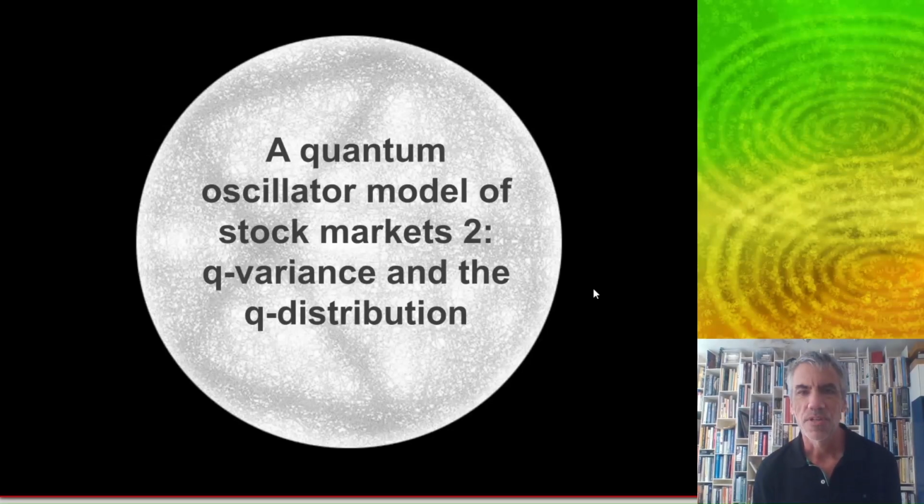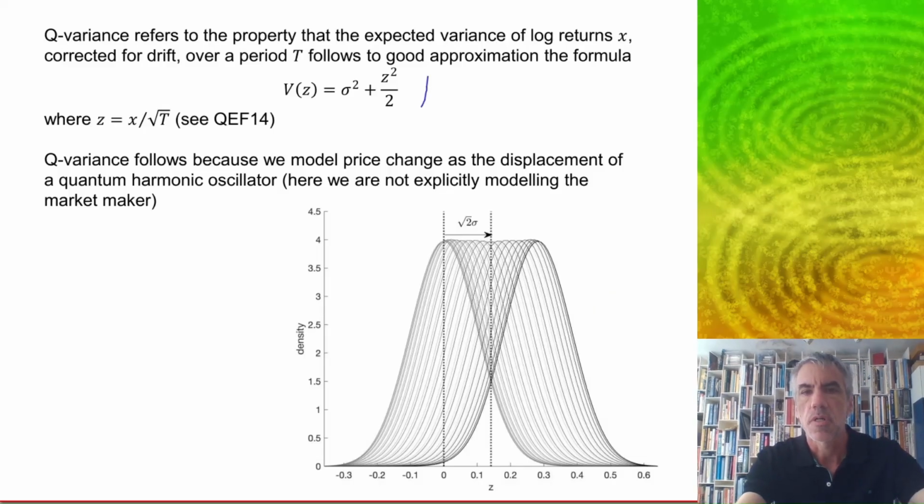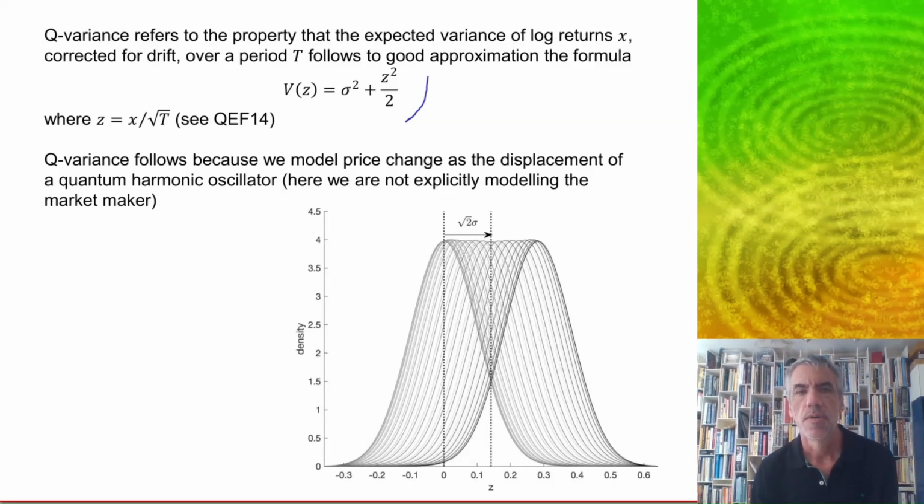Okay, in this talk we're going to revisit the quantum oscillator model of stock markets and talk in particular about these two properties of Q-variance and the Q distribution. Q-variance refers to the property that the expected variance of log returns x, corrected for drift over a period t, follows to good approximation this formula: sigma squared plus z squared over 2, where z is equal to x divided by the square root of the period. So we discussed that in QEF15.